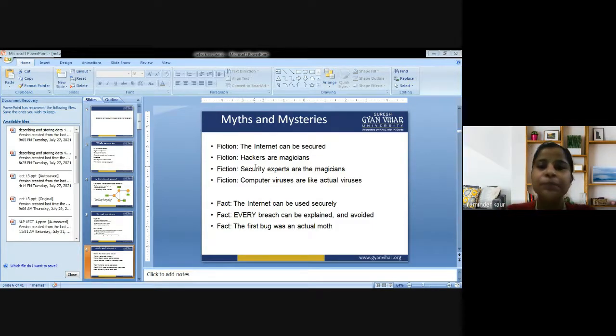Next is fiction. Security experts are magicians. Why security experts are magicians? If you are securing your data with each and every protocol, and you are dealing with the information and data in a very secure way by using all the ifs and buts of the underlying mechanism in which you are operating, then I don't think security experts are magicians. The first bug was an actual moth. The fact is this.